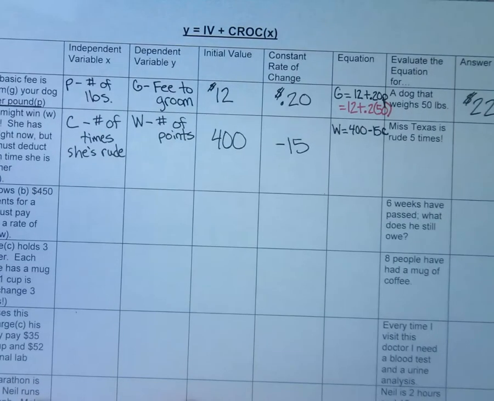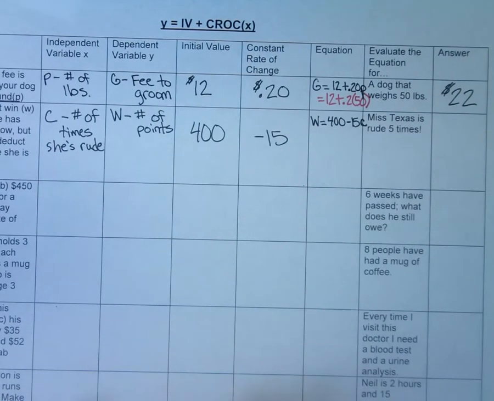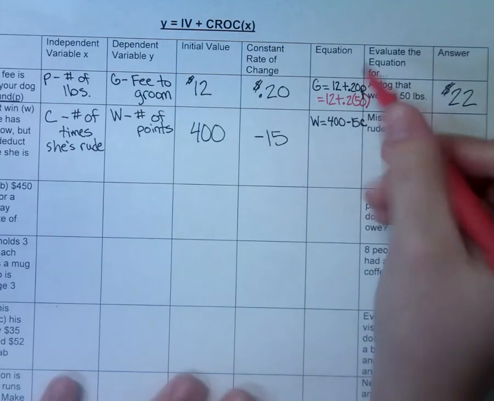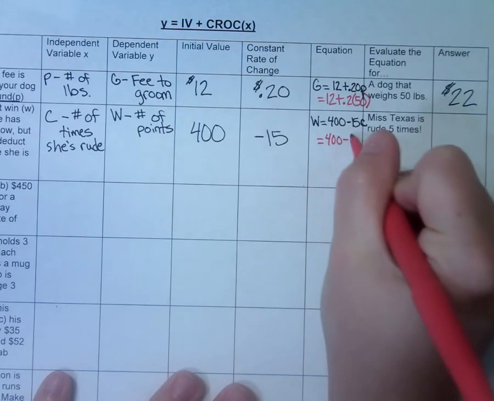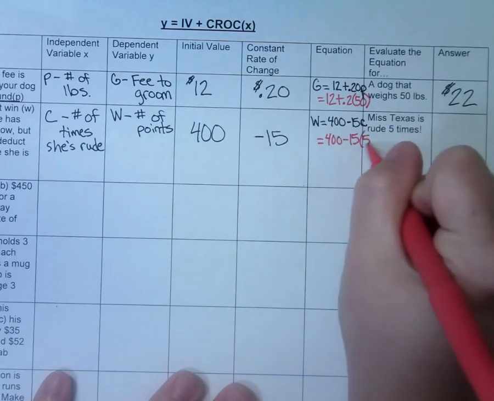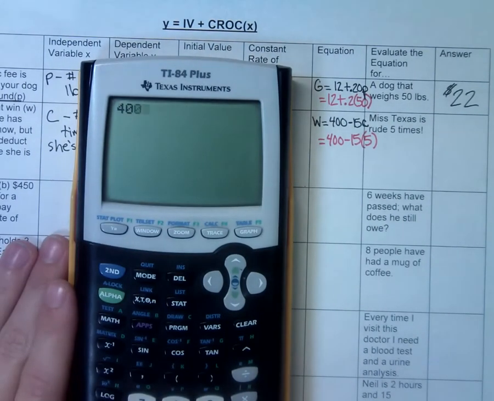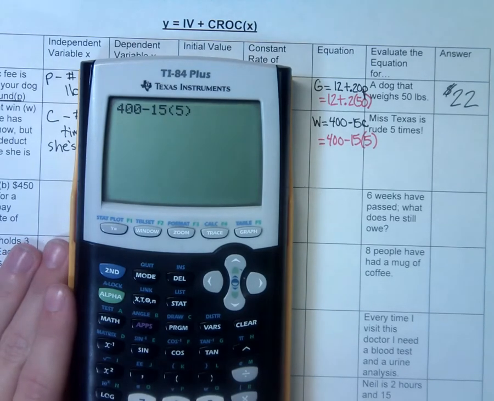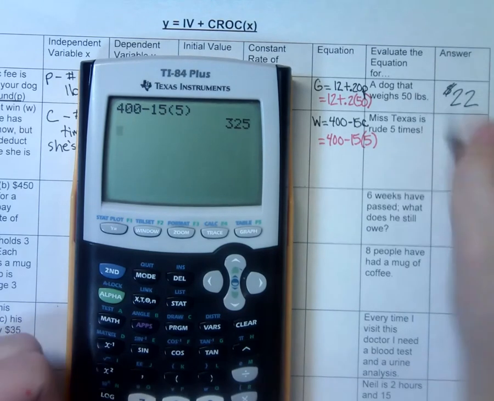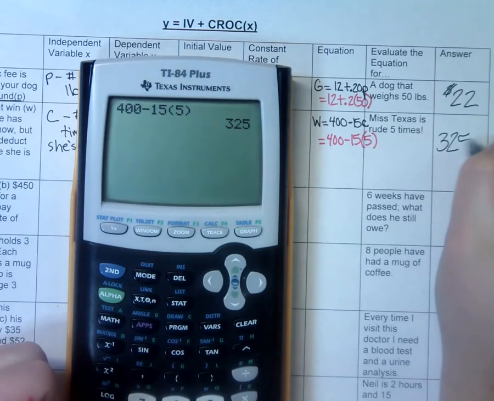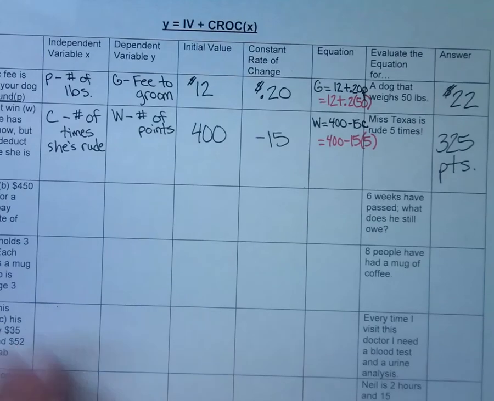Okay, now let's try our problem. It says Miss Texas is rude 5 times. So where would I put that 5? I would put the 5 in the C, because C stands for how many times she's rude. So it would be 400 minus 15 times 5. Okay, let's get out the calculator. 400 minus 15 times 5. And that's 325 points that she currently has.